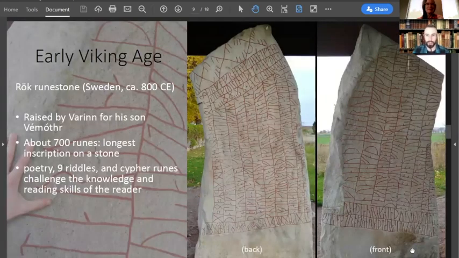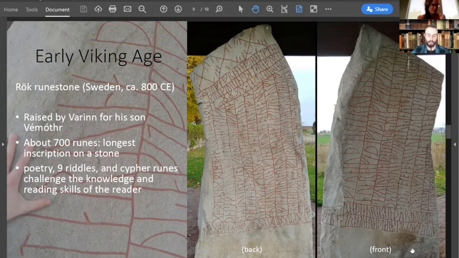So coming to the early Viking Age, we have one of the most famous runestones in the world, probably. This is the Rök runestone from Sweden, and it was raised in about 800. And it was raised by a chieftain named Varin for his son Vemoder. And at about 700 runes, this is the longest inscription we have on the stone.